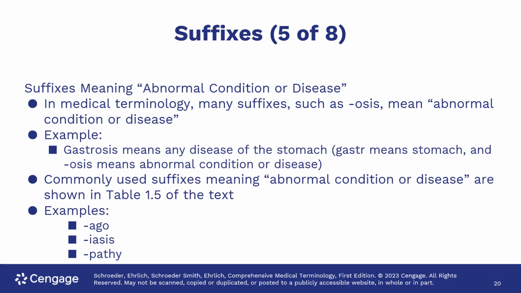Suffixes can also indicate a condition or disease of the word root. So if you look at a suffix such as osis, meaning abnormal condition or disease, gaster means stomach, and osis means abnormal condition or disease of the stomach. Now, did you need to put a combining form in there? No, because this suffix starts with a vowel. Commonly used suffixes that mean the same thing are ago, iasis, or pathy. So when you see any of these, including osis, it means abnormal condition or disease.